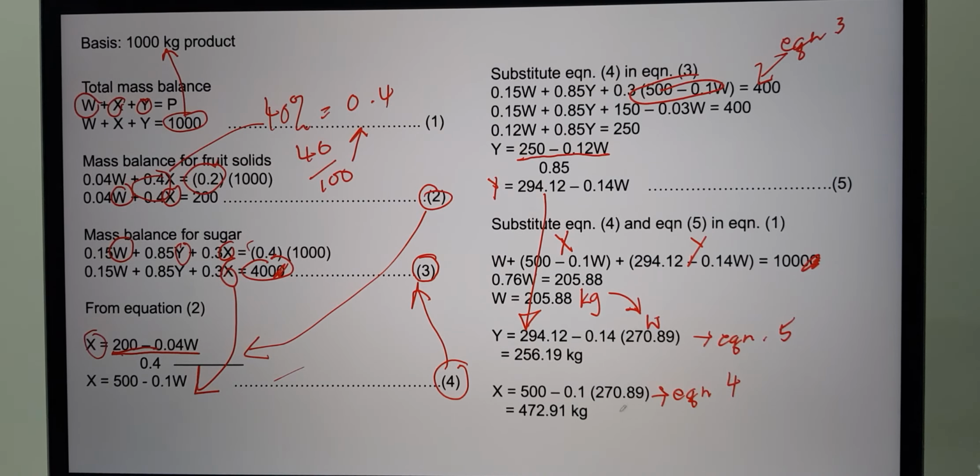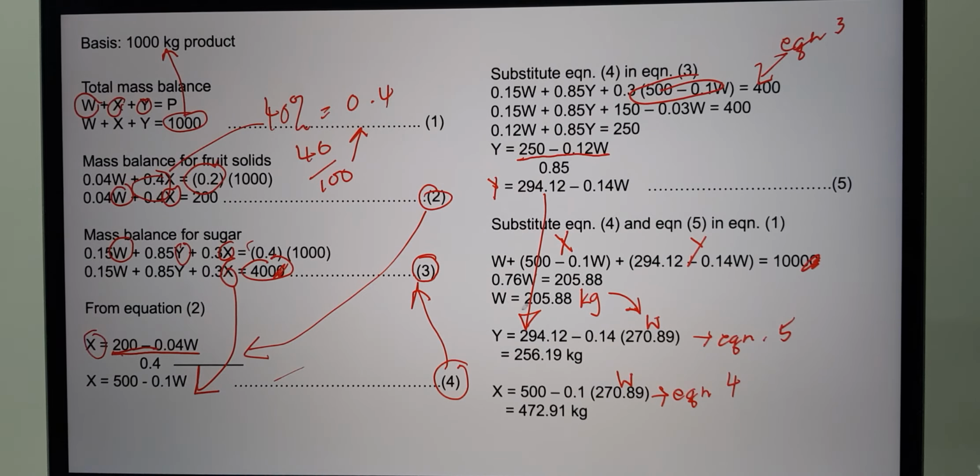Equation 4. Okay, plug in again. This one is the value for w. Why do I choose equation number 4 to solve the problem for y and x? Because simply it has only one unknown. Okay, one unknown. W, this one also w.